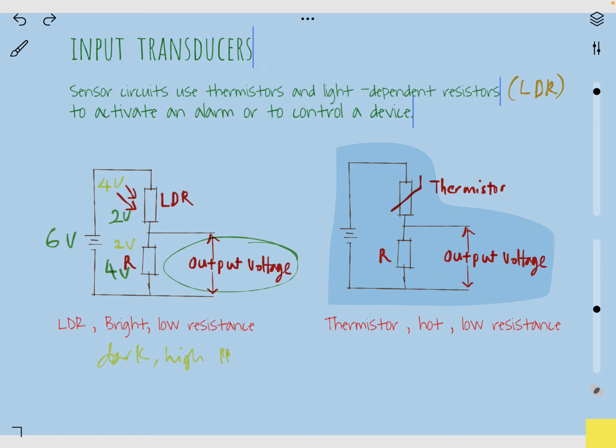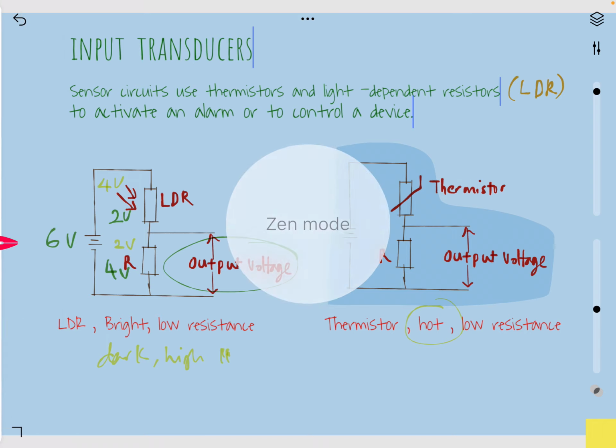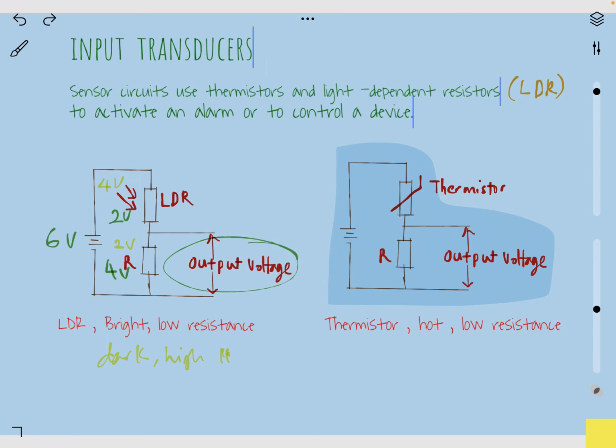So that is how it works, and it goes the same way for this circuit. In a hot condition, resistance is low. Let's say we put the number here, 6 volt, for example. So during a hot situation, the resistance across the thermistor is low, so the voltage across it is also low. For example 2 volt here, so it should be 4 volt over here. So the output voltage is 4 volt.